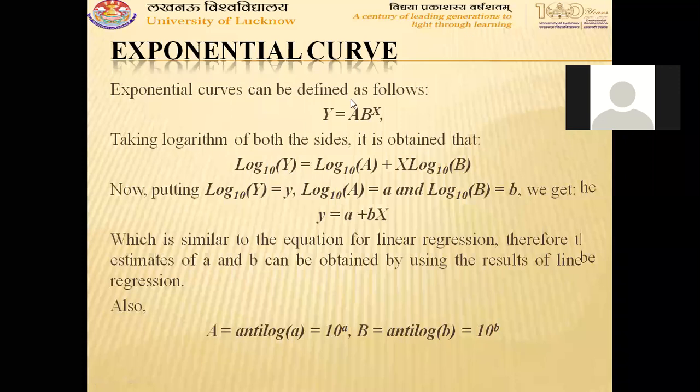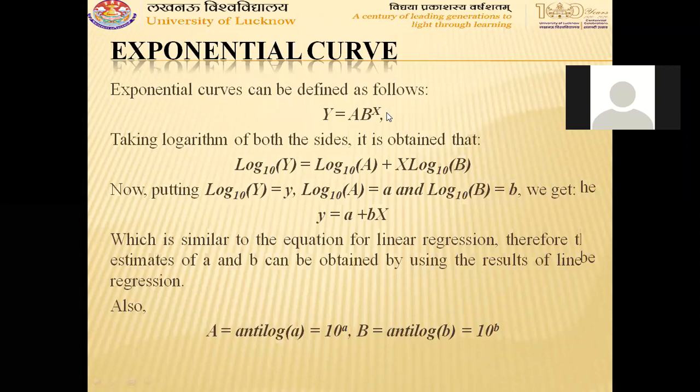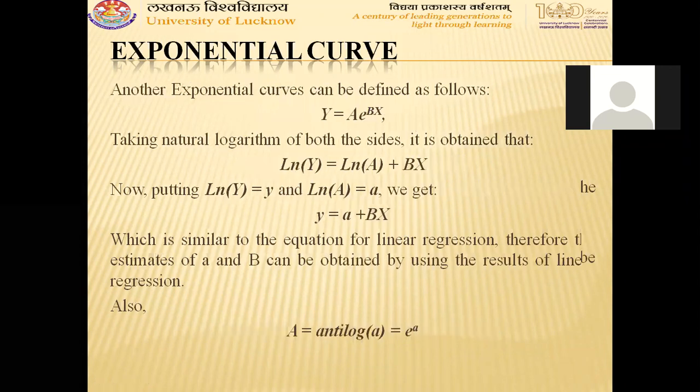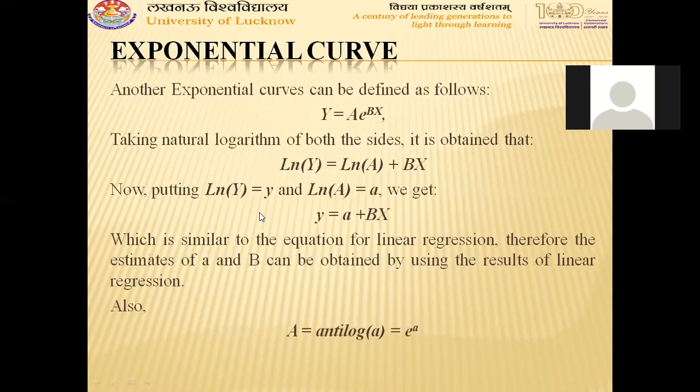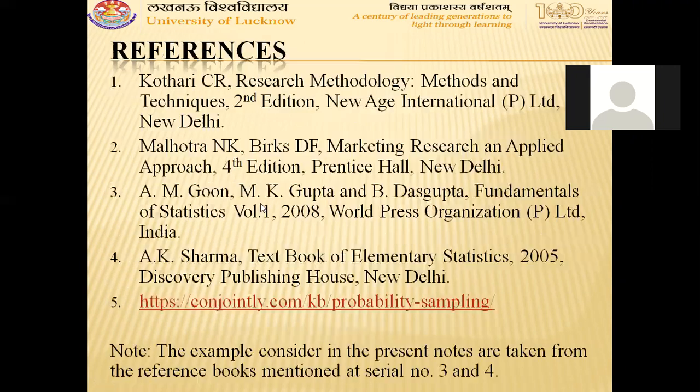Similarly, we can consider the exponential curve. The exponential curve is of two types. The first one is y is equal to a b to the power x. Again, we take log, then it will again become the equation of a line y is equal to a plus bx, which can be directly solved with the help of linear regression. The other type is y is equal to a e to the power bx. Here we take the natural log, that is ln y is equal to ln a plus bx. It will again reduce to the equation of linear regression, and using those results we can easily obtain the values of the parameters.